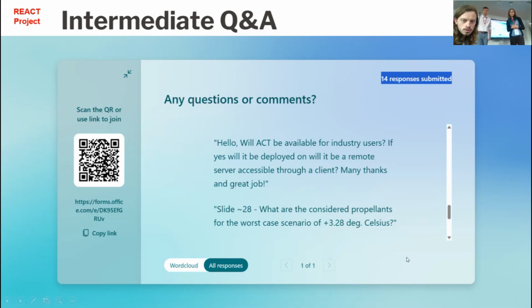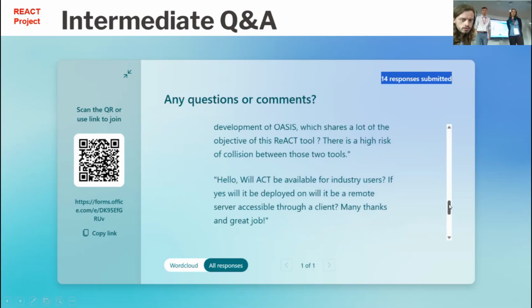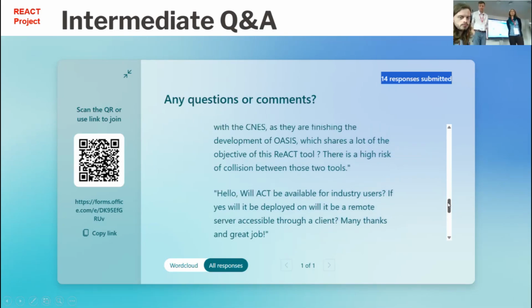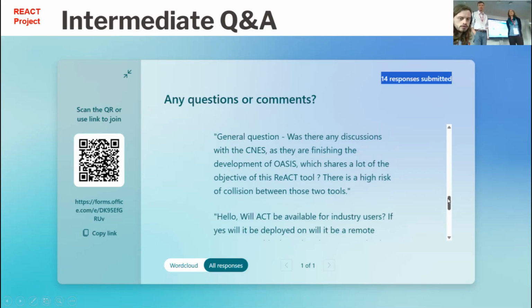I hope this answers the question. If not, you can ask for clarification or reach out to us as well. As for whether ACT will be used by the industry, yes, and we'll talk about this at the end.